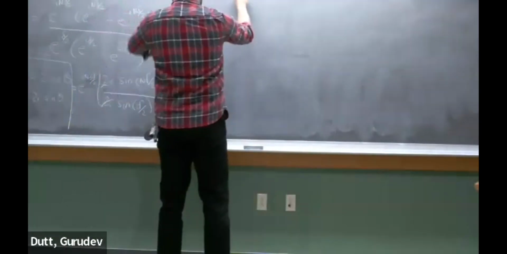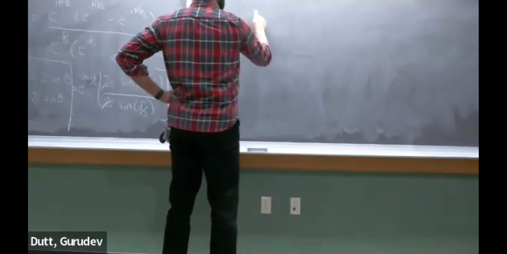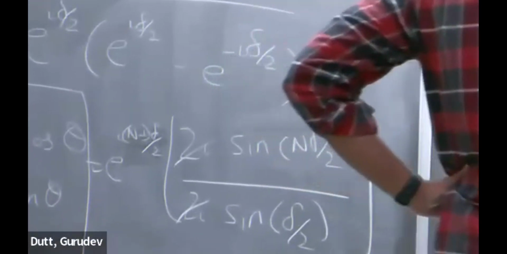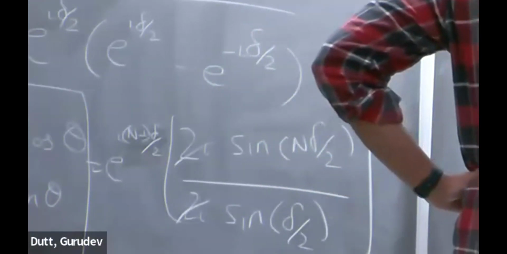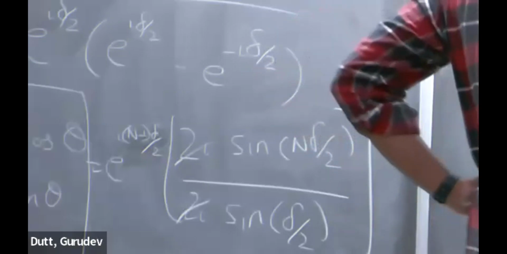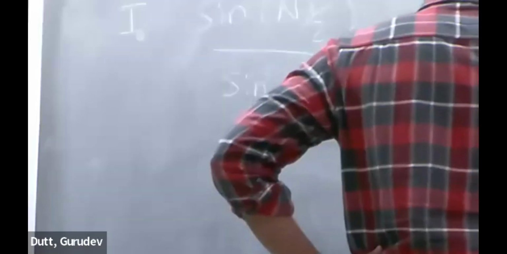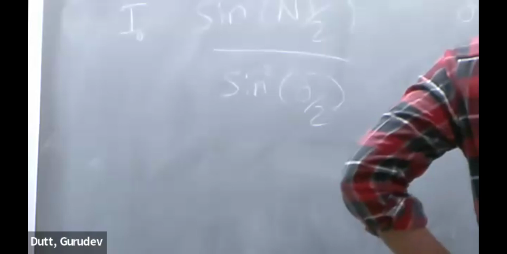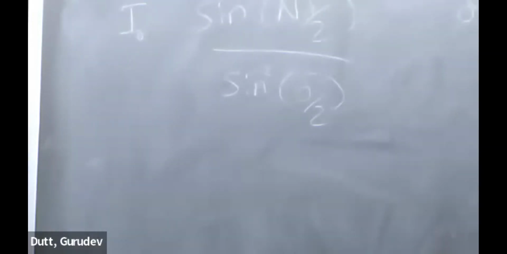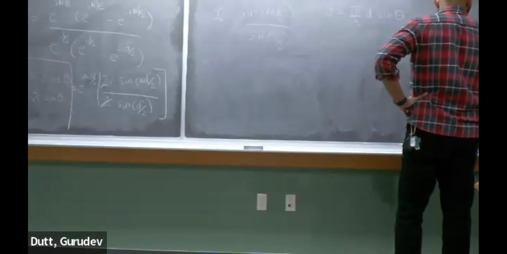So the formula for n sources was I naught sine squared n delta over 2 divided by sine squared delta over 2. But remember, delta is basically 2 pi over lambda naught d sine theta. The d again, I'm just reminding you, was the spacing between any two sources. So I have n sources, they're all each separated by d.